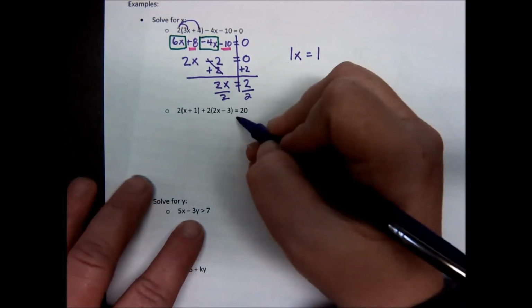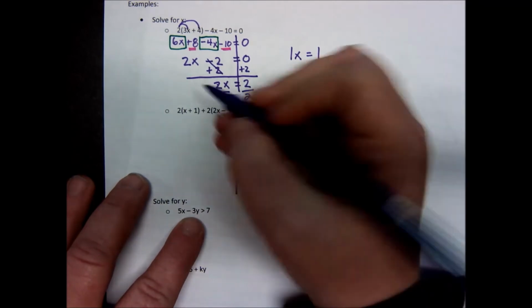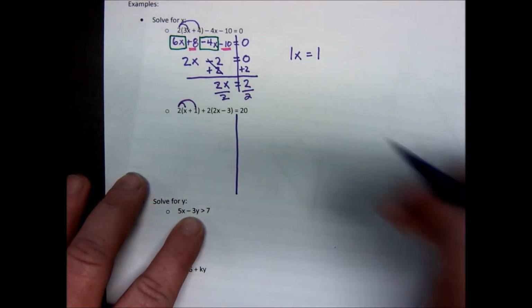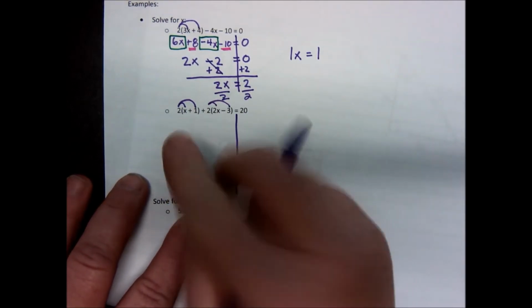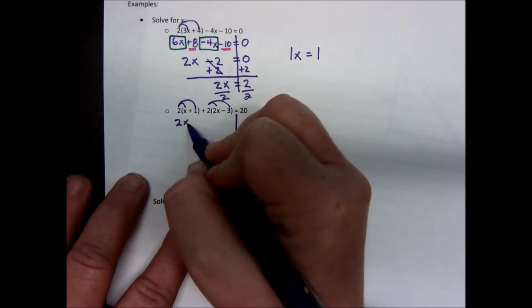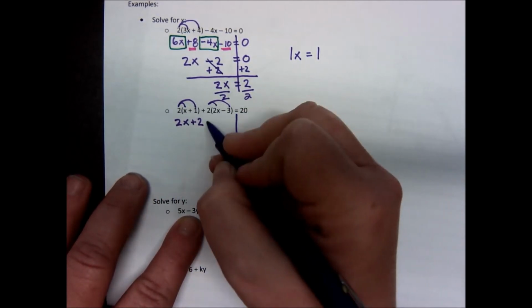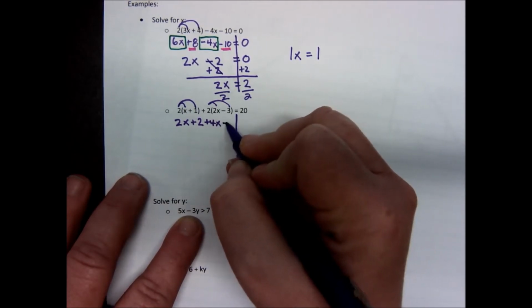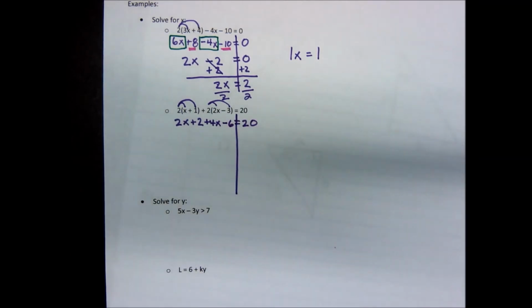Alright, so let's look at the next one. I have 2 sets of parentheses, so I need to get rid of the parentheses first. The number in front of the parentheses gets multiplied by what's inside. So for the first set of parentheses, 2 times x is 2x, and 2 times 1 is 2. And then 2 times 2x is 4x, and then 2 times negative 3 is negative 6. And that equals 20.